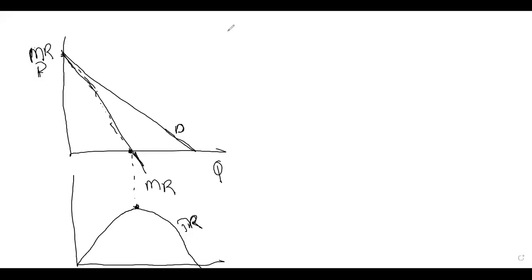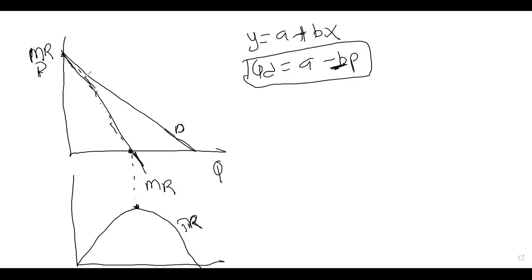Now, we all know that the equation of a straight line is y is equal to a plus bx. So typically the demand curve that we normally write is not the true reflection of this one. Technically, when we say QD is equal to A minus BP, because it is always negatively sloped, this demand curve is not the actual reflection of the demand curve, if you look at it carefully.